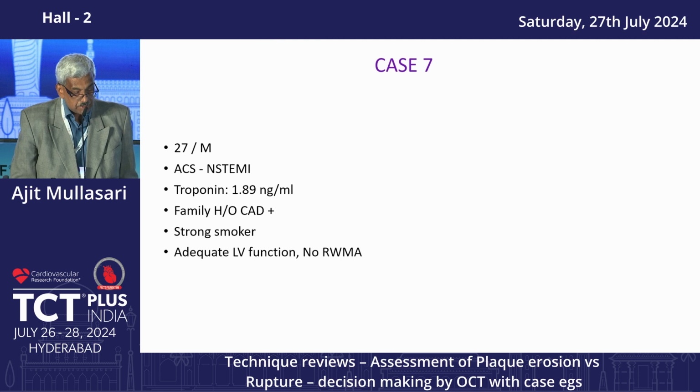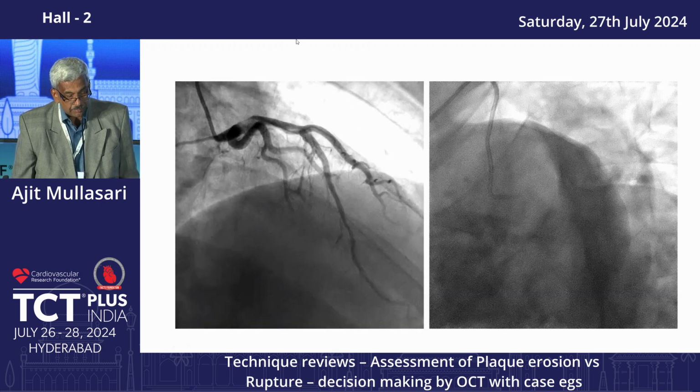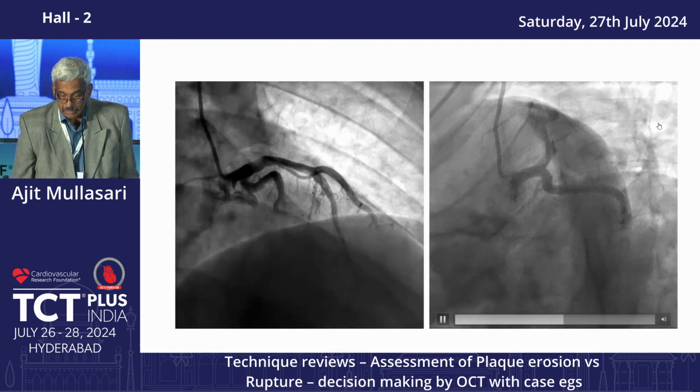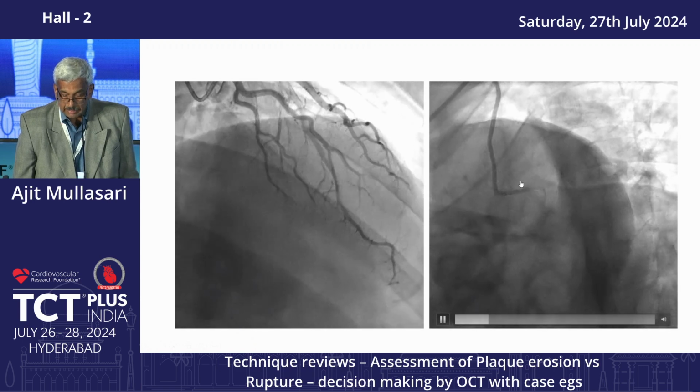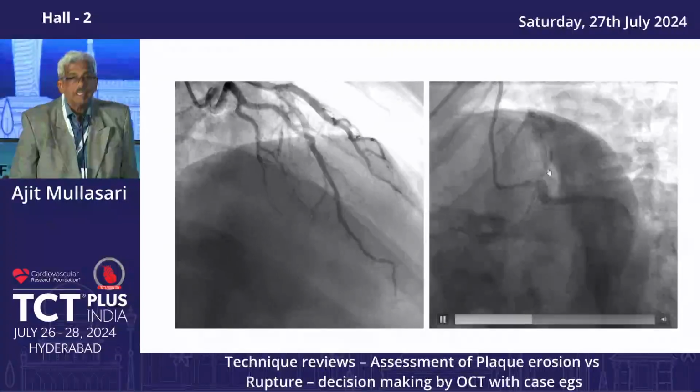This is another interesting patient, who came with non-STEMI. He's a strong smoker, with a family history of CAD. And you can see in this angiogram clearly that the flows are brisk here. There's a lesion in the proximal LAD, right from the ostium. You can see the septal there. But the flows are very good.